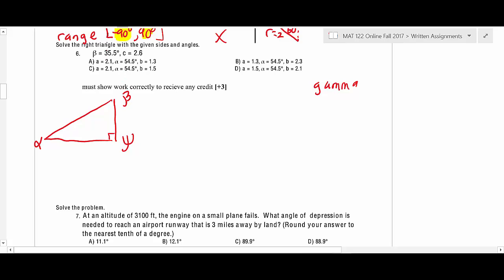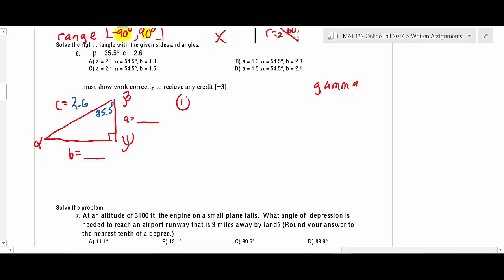Beta was given in this problem as 35.5 degrees. The other thing they gave us was C. Now remember, the sides go like this: opposite alpha is side A, opposite beta is side B, and opposite gamma is side C. So we were given C is equal to 2.6. We're going to find the remaining parts of the triangle.